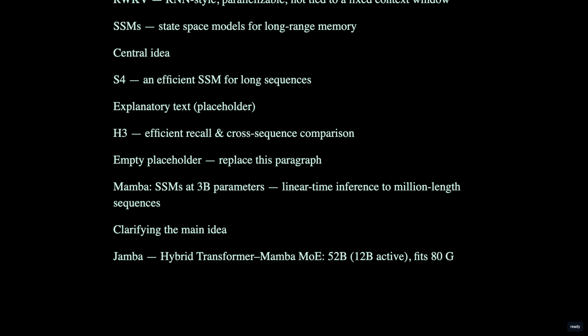Jamba, Lieber et al., 2024, interleaves transformer blocks with Mamba SSM layers to combine attention's expressiveness with SSM's long-range state. The authors released a mixture of experts model with 52 billion total parameters, 12 billion active, engineered to run on a single 80 gigabyte GPU, showing strong benchmark and long context performance up to 256K tokens while keeping a smaller memory footprint than a vanilla transformer.